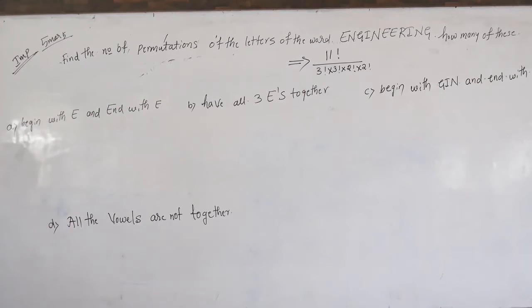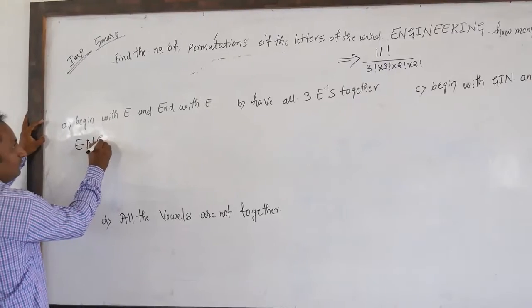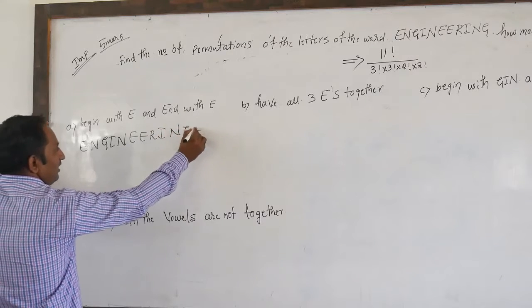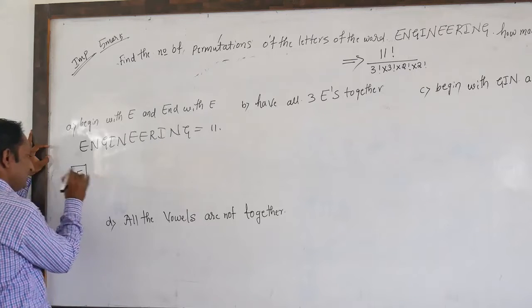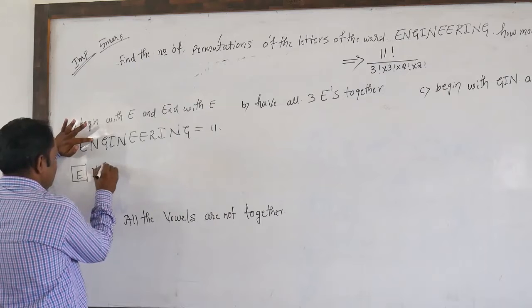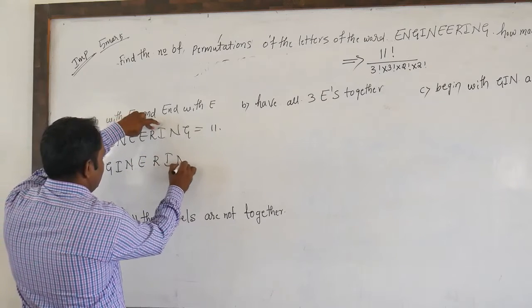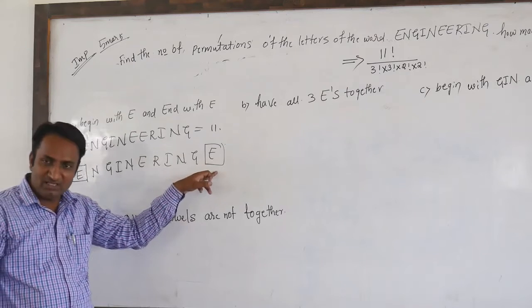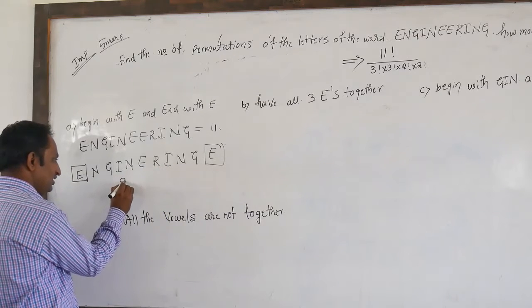On the basis of that, a word beginning with E and ending with E. Consider engineering, containing 11 letters. First, the word begins with E: N, G, I, N, E, R, I, N, E. Here, beginning with E and ending with E, the remaining letters are 9 letters.